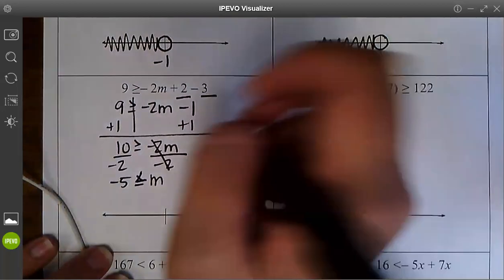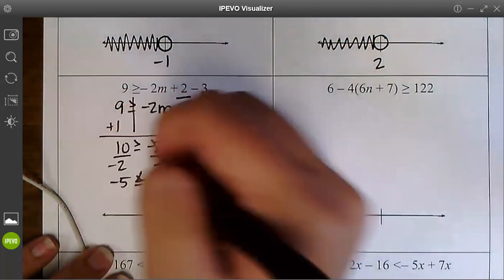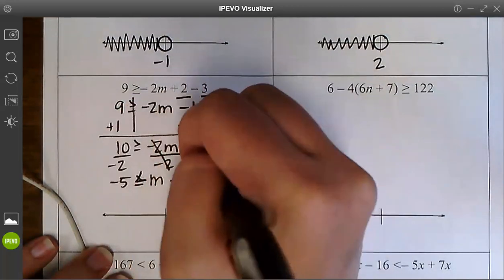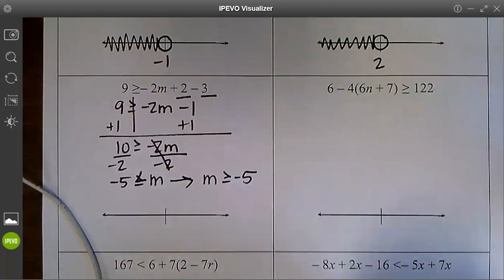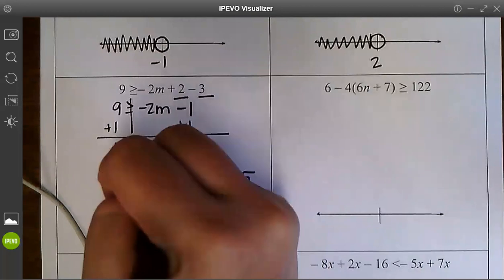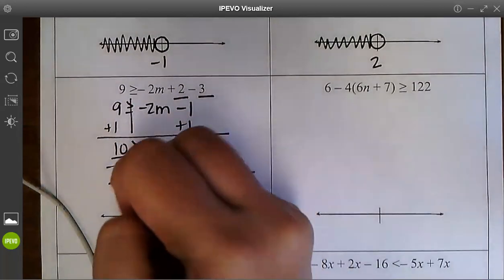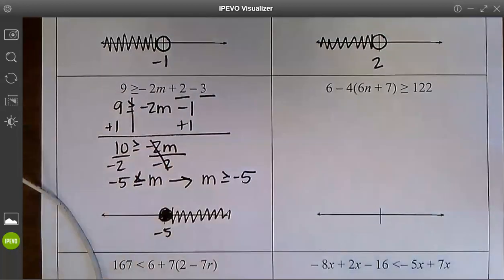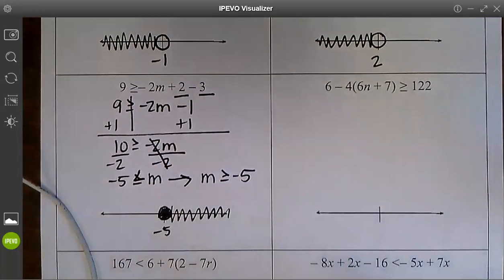So now to flip that so that my variable is on the left, it's pointing at -5 here, so it needs to be pointing at -5 here. So I have m is greater than or equal to -5. So I have -5. Because of the or equal to, that is a filled in circle. That means it includes -5. -5 makes this equation true, and everything greater than that.